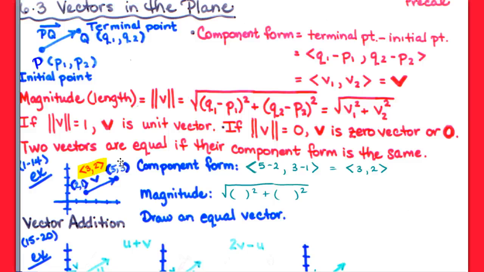Then they asked me for the magnitude or the length. So again, that's just my distance formula. And because I've already found the component form, I can just plug in the 3 and the 2. So I'll have 3 squared plus 2 squared. So my magnitude then is going to be square root of 13.